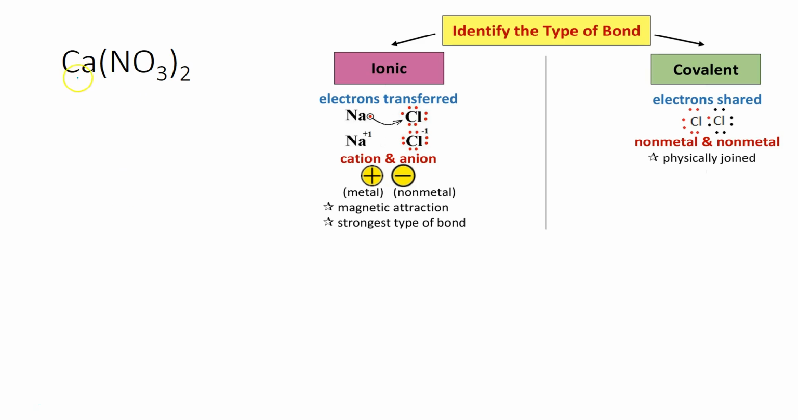All right, let's take a look at this one. I'm going to ask you to look up the elements on the periodic table. All right, so we got calcium. What type of element is calcium? Calcium's to the left of the zigzag line, so it's a metal. Immediately, you know it's ionic. Or you could look at this guy right here. That's nitrate. Nitrate is on our list of polyatomic ions. So because nitrate is on our list of polyatomic ions, we automatically know that it's going to be ionic.